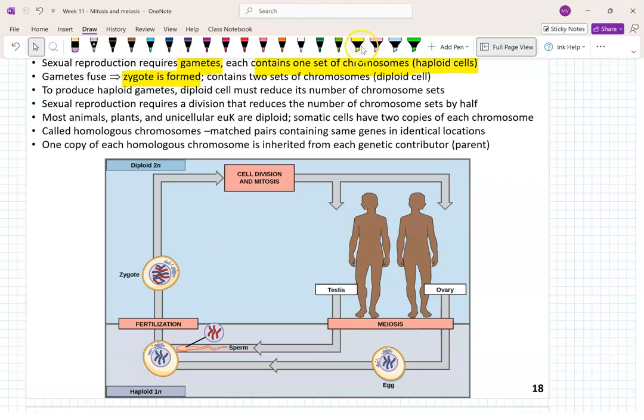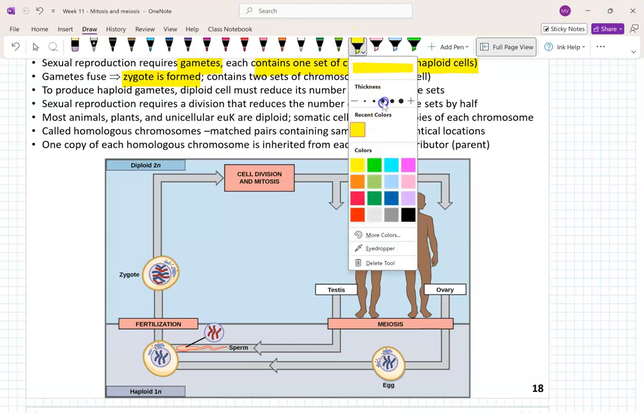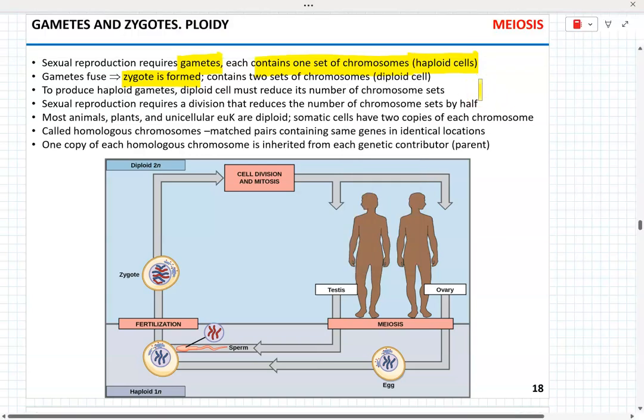Zygote, unlike gamete, contains two sets of chromosomes. Each of the sets is inherited from a biological parent. So zygote is a diploid cell. In order to produce haploid gametes, a diploid cell must reduce the number of chromosomes by half. In other words, to facilitate sexual reproduction, there should be a division that will reduce the chromosome number by half.